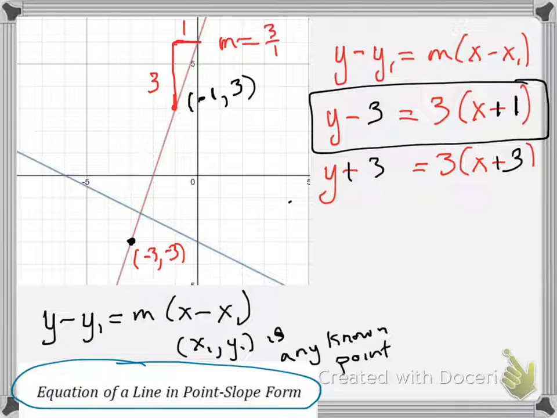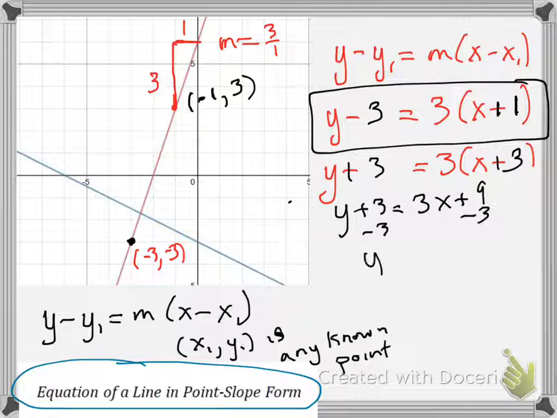Let me show you how that works. I could do y plus 3 equals 3x plus 9. Minus 3 on both sides, y equals 3x plus 6.